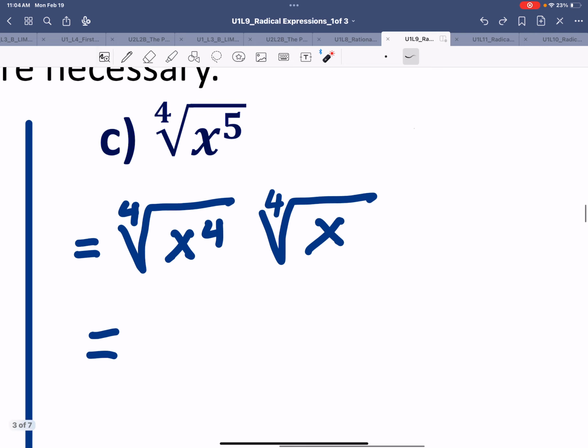So let's simplify this. So we have fourth root of x to the power of 4. So we know that that would be the same as x to the power of 4, like this 4 here, divided by this 4 in here, which is x to the power of 1.